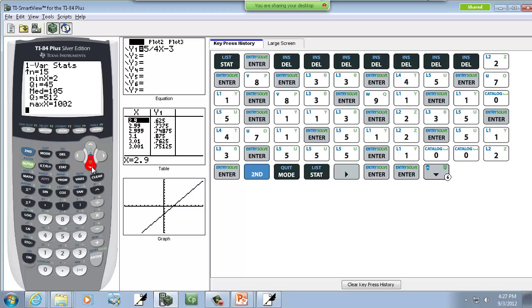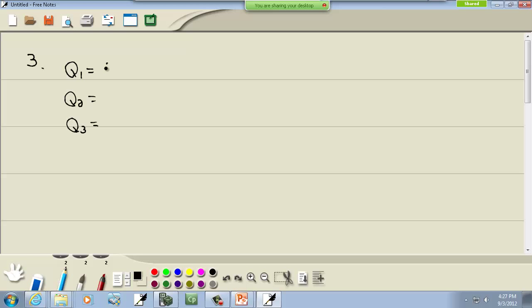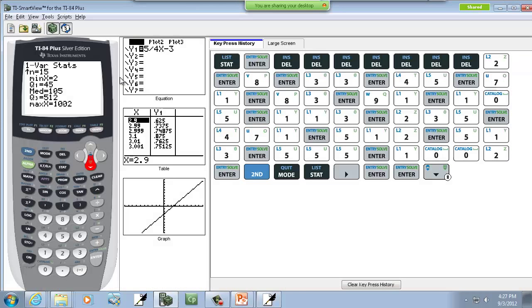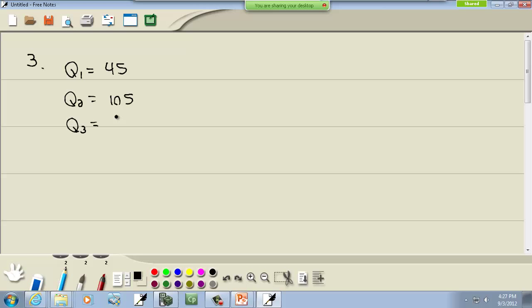Well, that's Q1, Q2, and Q3. So our answers in this problem would be 45, assuming I typed all the numbers in correctly, which is sometimes kind of iffy. This would be 105, and the other one would be 512. Very easy using technology.